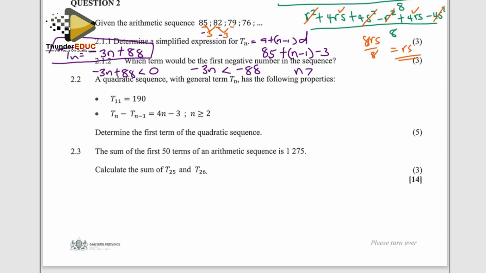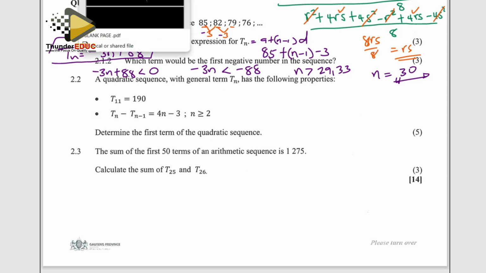So n has to be greater than 29.33. So the first term that is greater than 29.33 is going to be 30. Okay, so T30 is going to be the first negative number. You can even substitute the 30 in there, you'll get negative 2. All right, then 2.2.